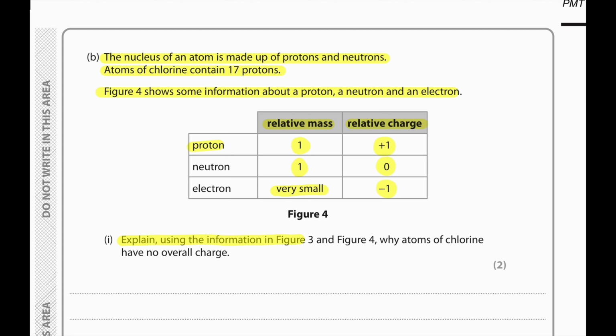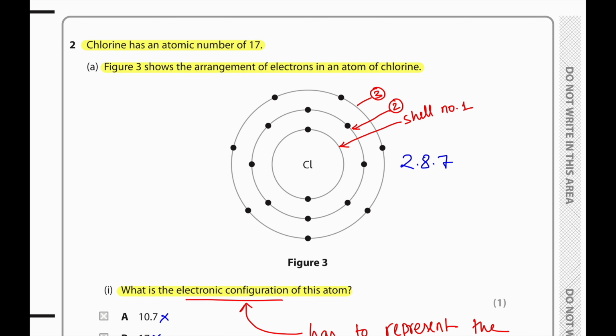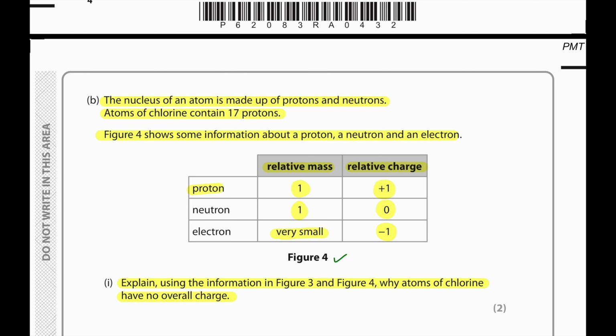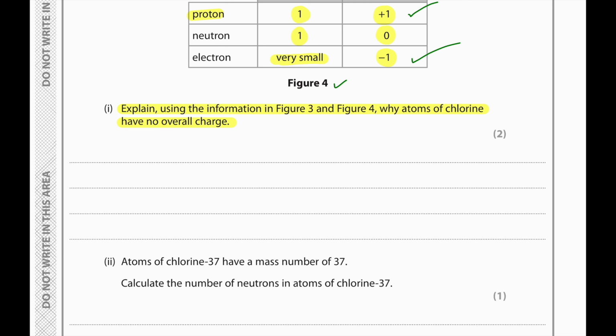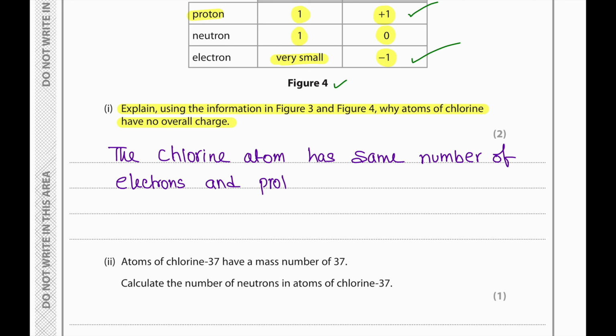Explain using the information in figure 3 and figure 4 why atoms of chlorine have no overall charge. In figure 3, it is represented that the chlorine consists of 17 electrons. In figure 4, it states that protons are positively charged and electrons are negatively charged, and an atom of chlorine has 17 protons. So the answer can be written, there are the same number of electrons and protons in the chlorine atom. So the charges cancel out one another and make it neutral.